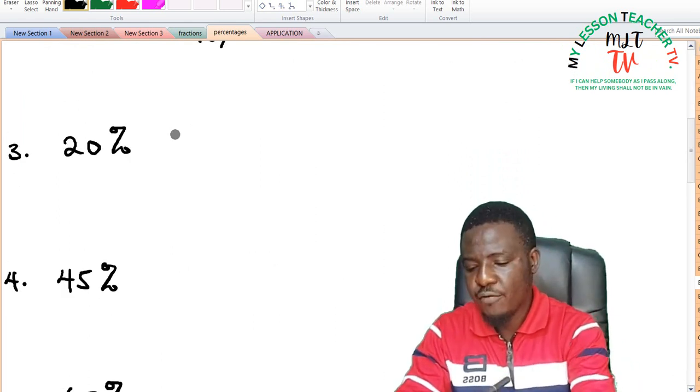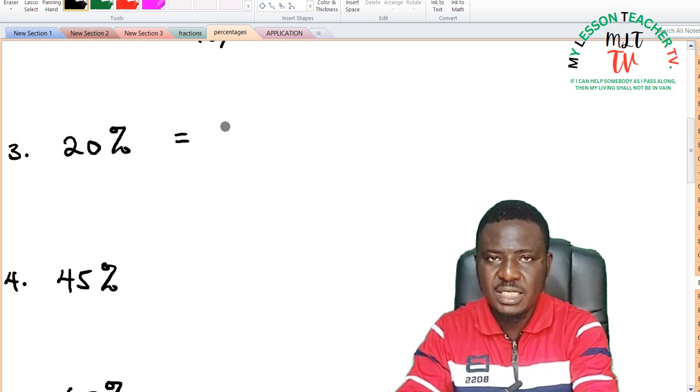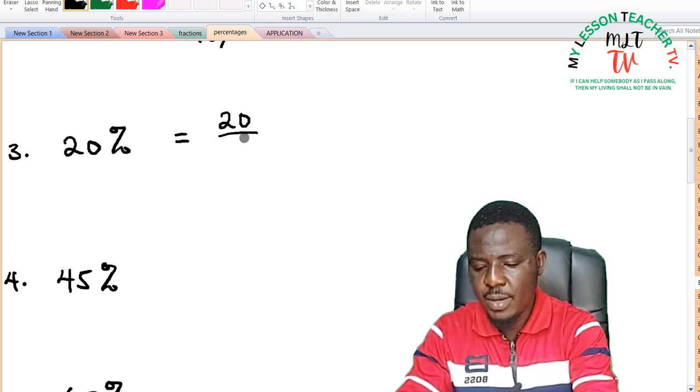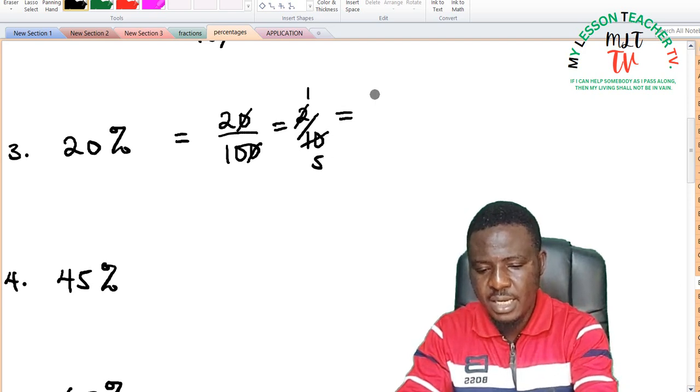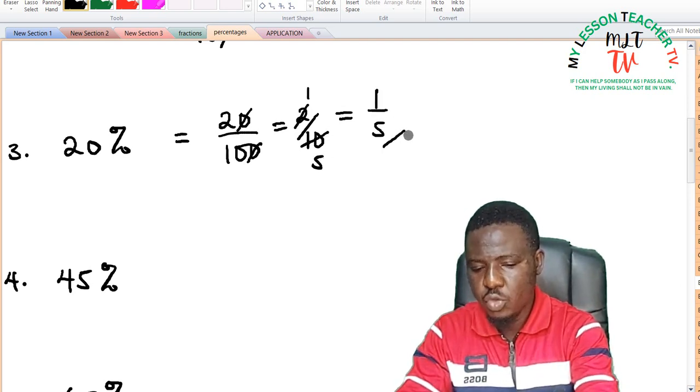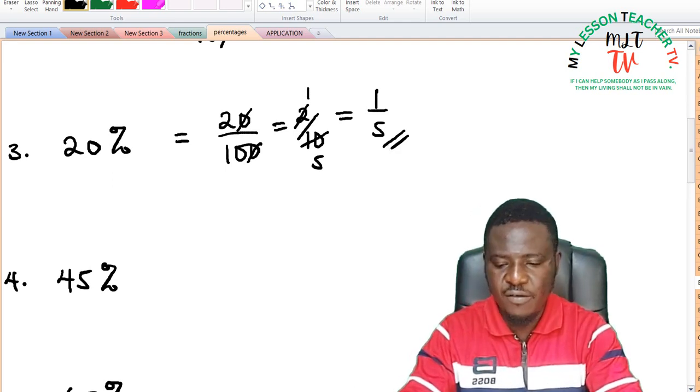Question 3, we have 20%. 20% is equal to 20 divided by 100, and 10 can divide, giving us 2 over 10. 2 can still divide into itself and 10, leaving us with 1 over 5. So 20% is equivalent to 1 over 5.